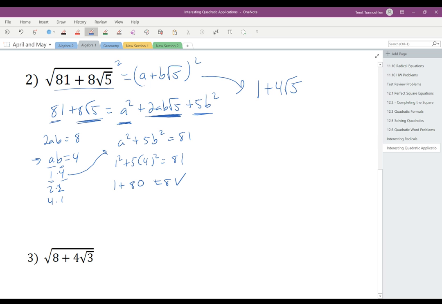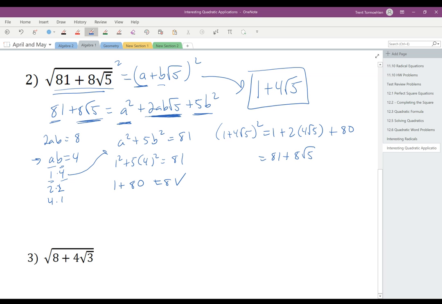I just substituted 1 in for a, 4 in for b. Now, you can check yourself by saying, if this is true, just like when I square 3, I get 9. That's why the square root of 9 equals 3. If I square this, I better get 81 plus 8 root 5. So I look at 1 plus 4 root 5 squared. Well, that gives me the first term squared, plus 2 times the product of the two terms, 2 times 4 root 5, plus the last term squared, which equals 80. And yeah, that gives us our 81 plus 8 root 5. So this indeed is the square root of 81 plus 8 root 5. So the correct answer is 1 plus 4 root 5.